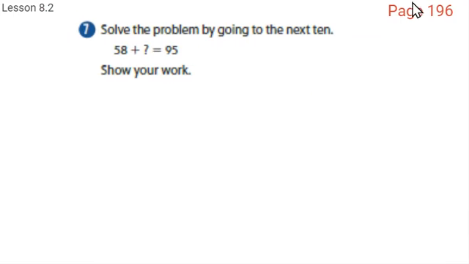All right, boys and girls, let's go to the next problem on page 196. It says here, solve the problem by going to the next 10. Oh, okay. So I have 58 plus something equals, and going to the next 10 is 60. All right.